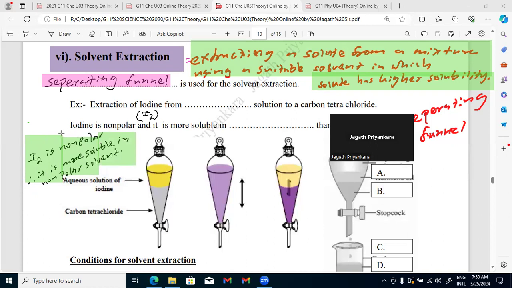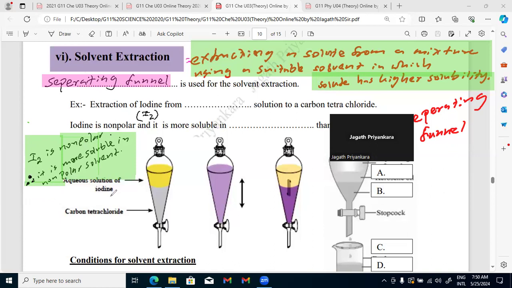It is more soluble in non-polar solvent than in a polar solvent. Iodine is non-polar, therefore it is more soluble in non-polar solvent. Therefore, to extract it, what is the most suitable solvent? A non-polar solvent.